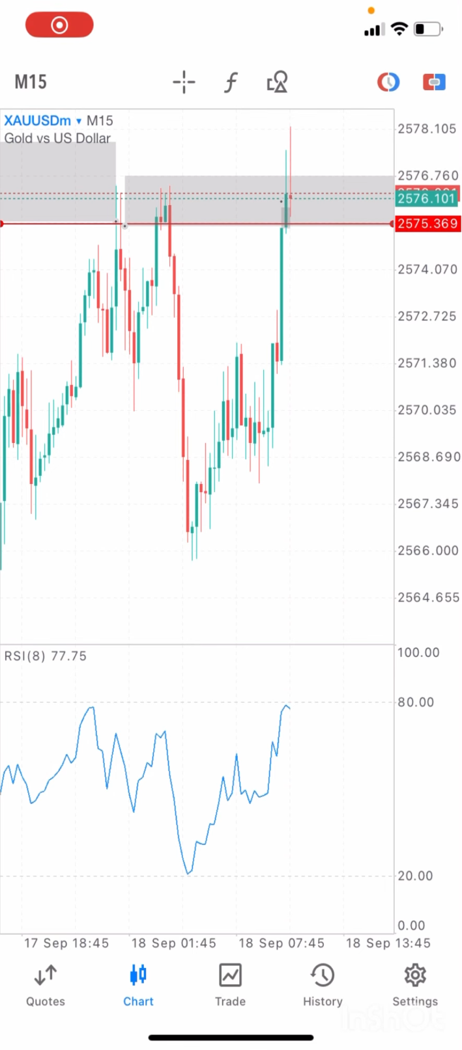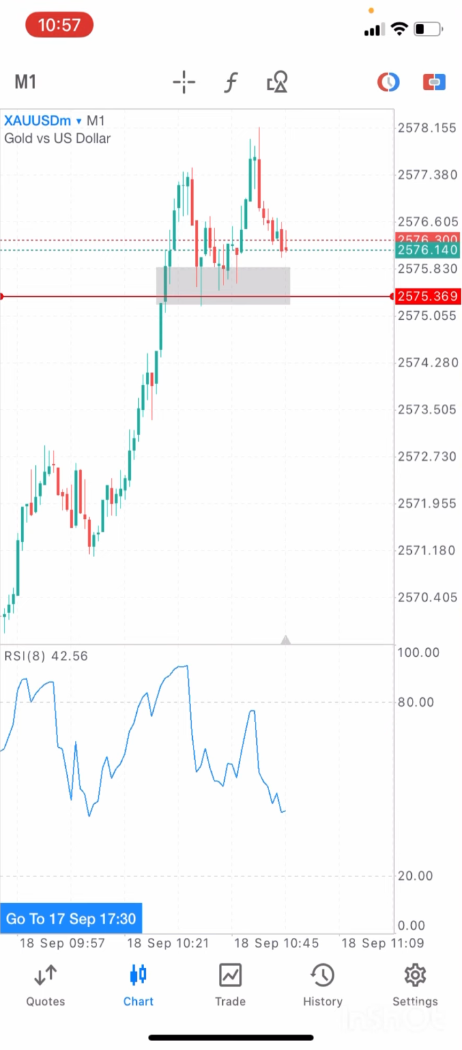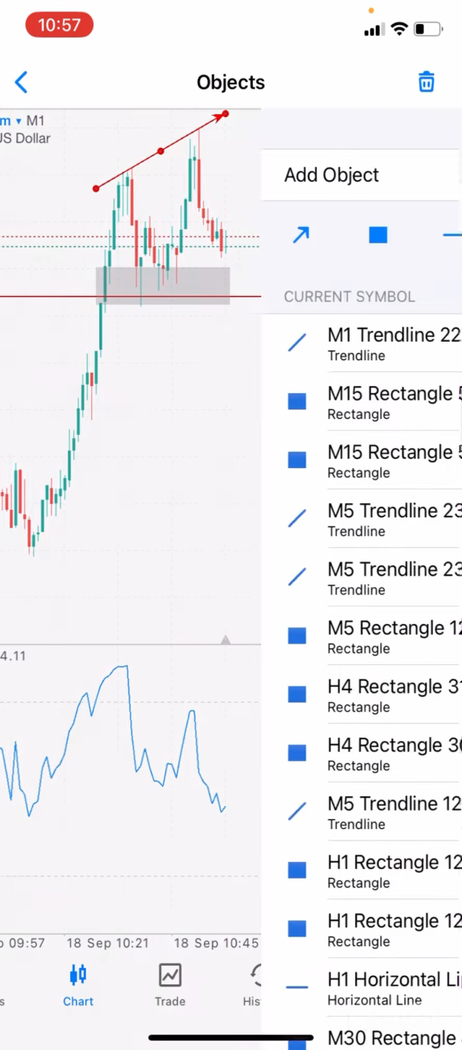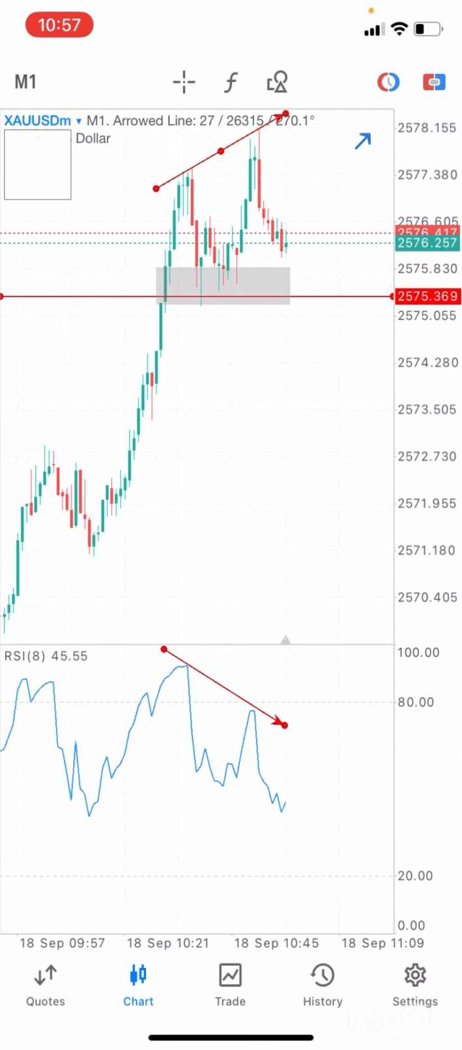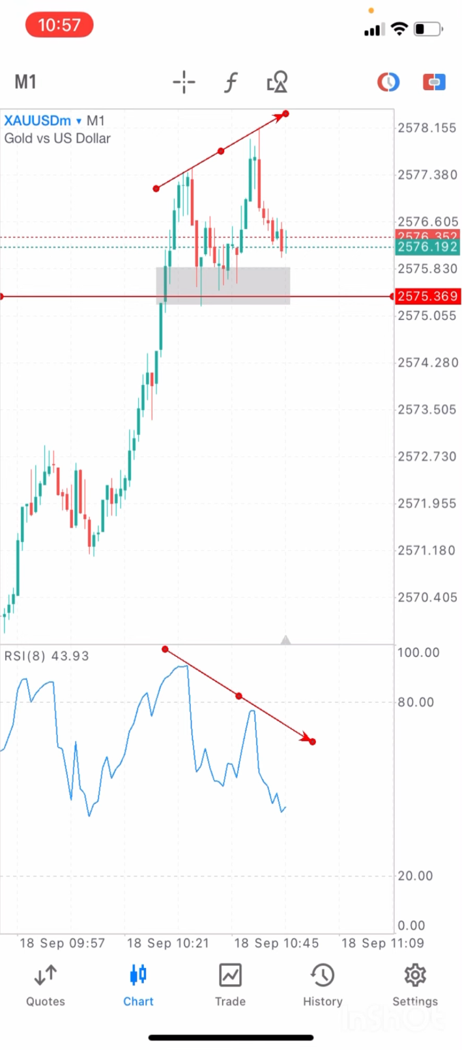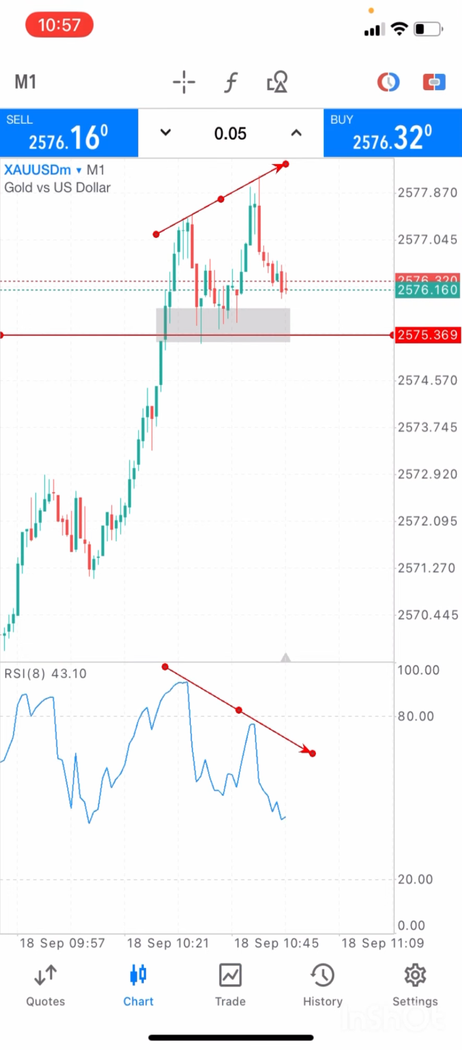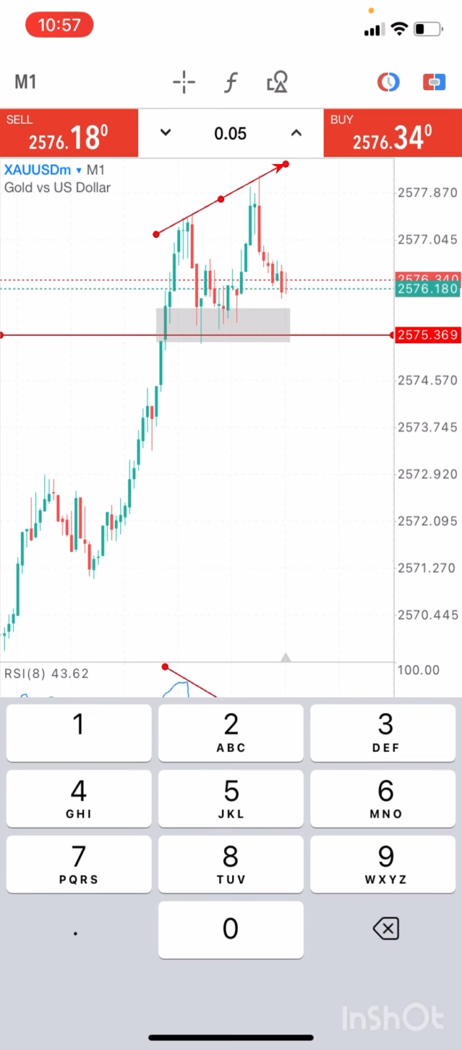So guys, we are in the zone now, okay, and we have formed divergence here. Okay, so this is the divergence, and on indicator, so we are going to enter a position right here. Okay, so we are going to enter position with this amount of balance we have. So let's enter some position.